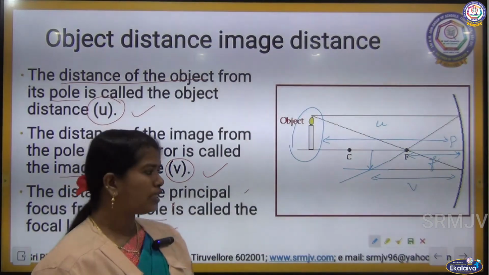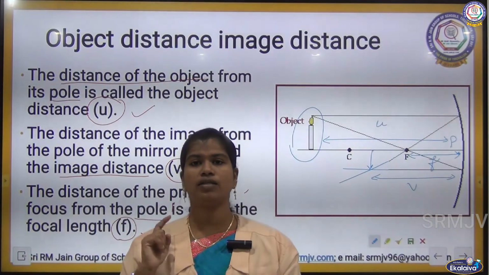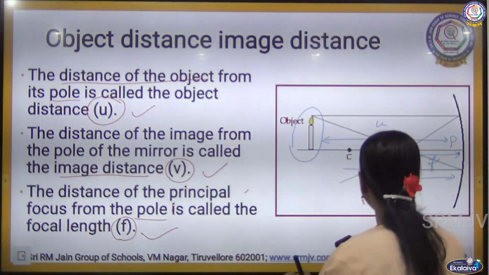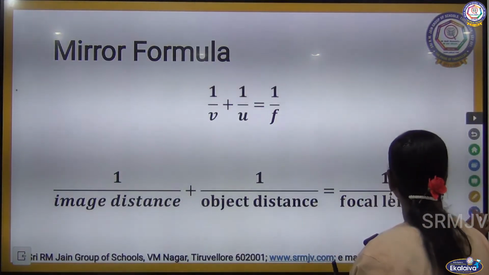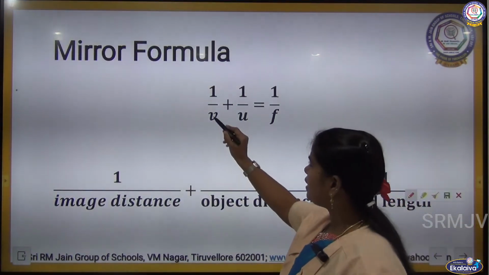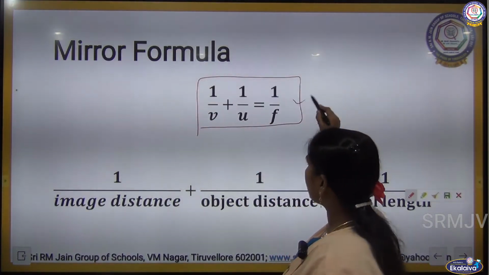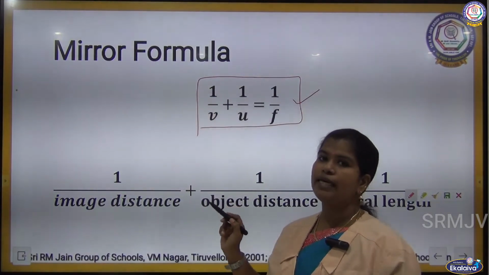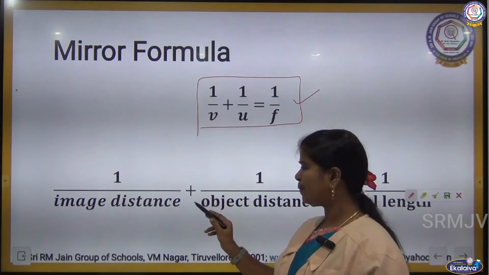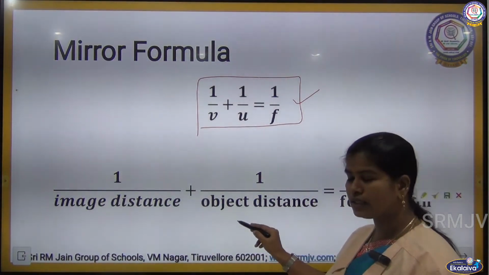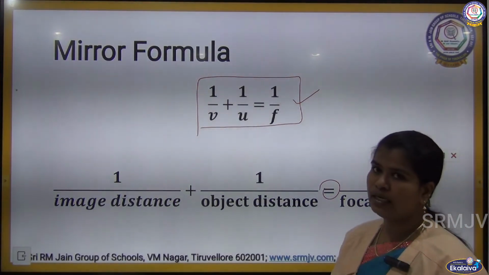So the relationship between the object distance, image distance and focal length is expressed in this way: 1 by v plus 1 by u is equal to 1 by f. This is the mirror formula. So the reciprocal of image distance plus the reciprocal of object distance is equal to the reciprocal of the focal length.